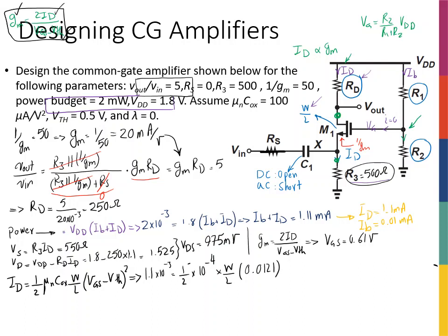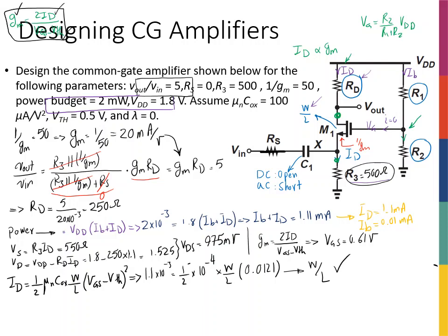Okay, so from here I can actually calculate W over L. Now the last thing I want to do is basically just doing the math. It's one equation, one unknown. I trust that you guys can actually do this. The last thing that we want to calculate is R1 and R2.